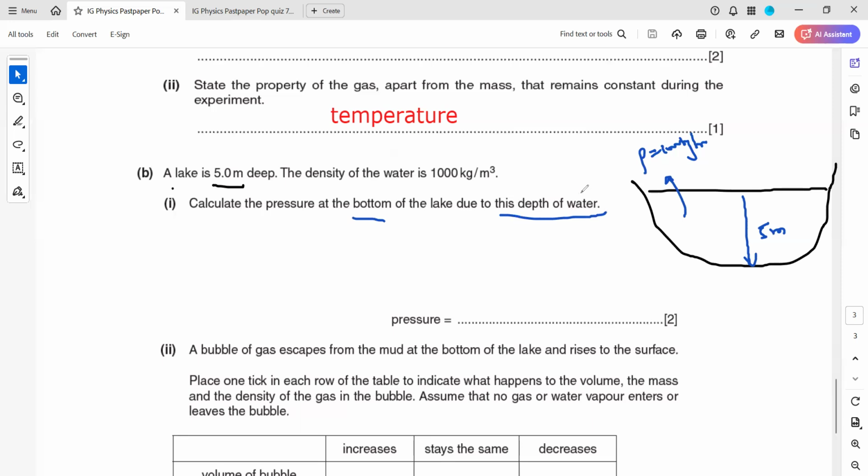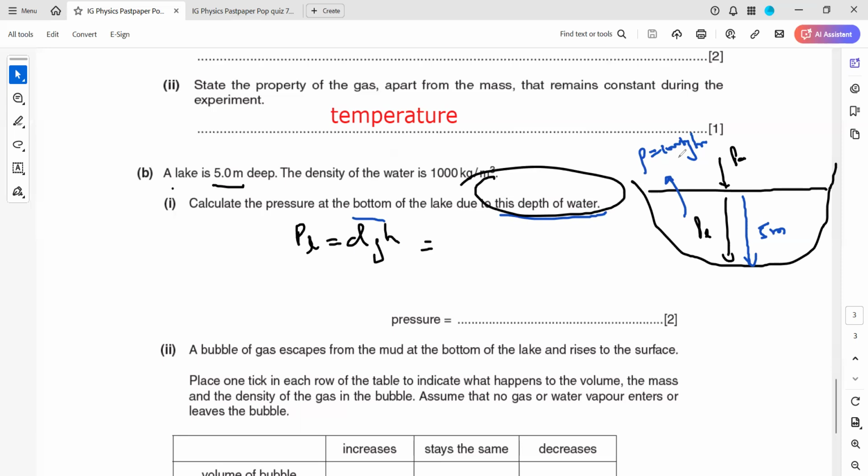If they ask for the total pressure, we'll add the pressure of the liquid plus the pressure of the atmosphere, okay? But they did not ask us the total pressure and they did not provide us the atmospheric pressure. They ask only the pressure due to this depth of water. So pressure due to a liquid is equal to density times gravity times depth.